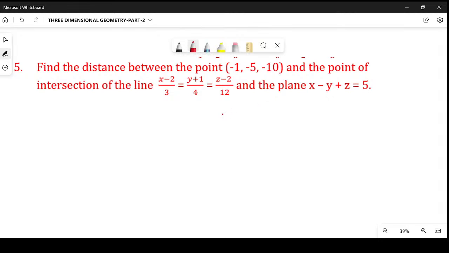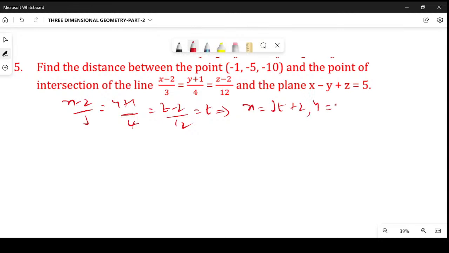The equation of the given line is (x - 2)/3 = (y + 1)/4 = (z - 2)/12. I want to find a general point on this line. If we take this equal to t, the general point is x = 3t + 2, y = 4t - 1, and z = 12t + 2.